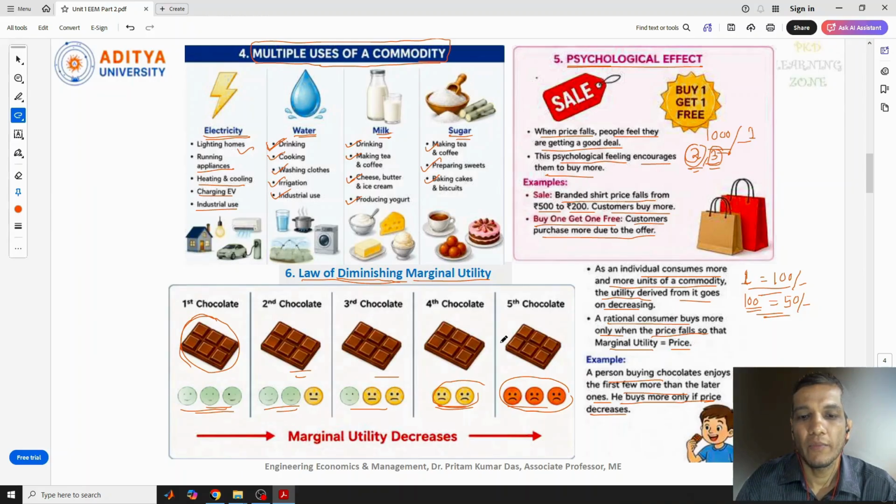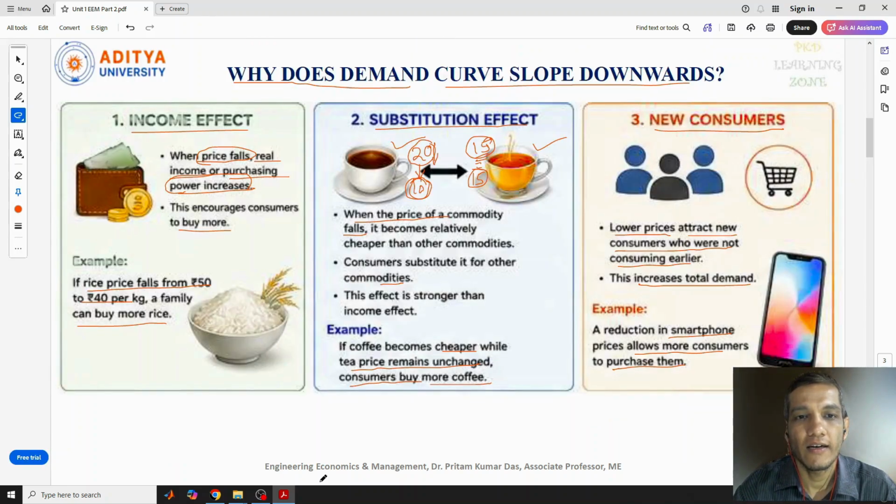When you purchase only a single one, you'll eat it and feel very happy, thinking that you got your money's worth. But at the same time, you won't eat up to the fifth chocolate. What you'll do is wait for the price of the chocolate to decrease. At that time, I'll purchase the chocolate and eat later. So that is the law of diminishing marginal utility. These are the reasons why the demand curve slopes downwards.